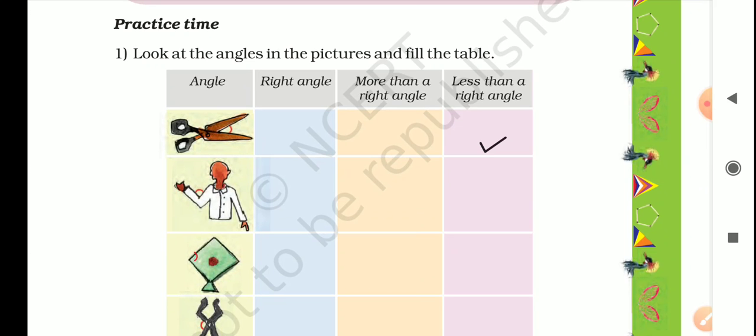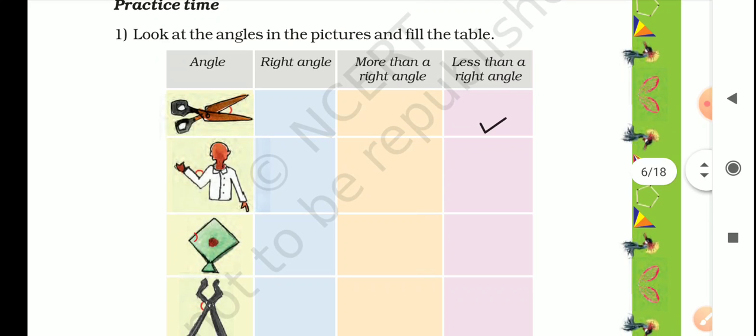Now what do you have to do? We have to look at the angles in the pictures. Some different pictures are given and angles are marked in those pictures, and you have to fill the table by finding out whether it is a right angle, more than a right angle, or less than a right angle. So let us start. The first one is already done for you. The first picture is a scissor, and in the scissor an angle is marked, and this angle is less than a right angle. So we will put a tick mark in the column of less than right angle.